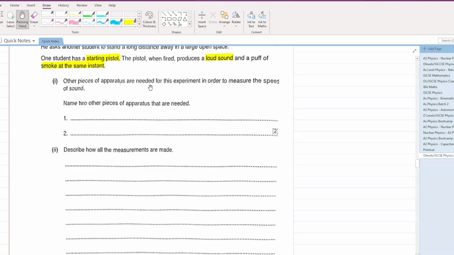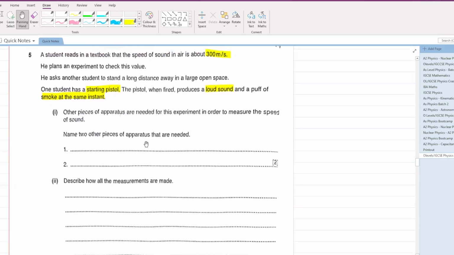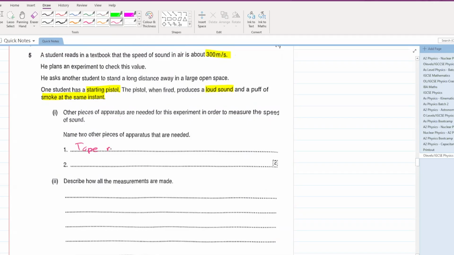Other pieces of apparatus are needed for this experiment in order to measure the speed of sound. Name two other pieces of apparatus that are needed. Firstly, I cannot see a tape measure or a meter rule to measure the length. So, what will I say? A tape measure, and I also cannot see a stopwatch in the description to measure the time. So, you can write a stopwatch.